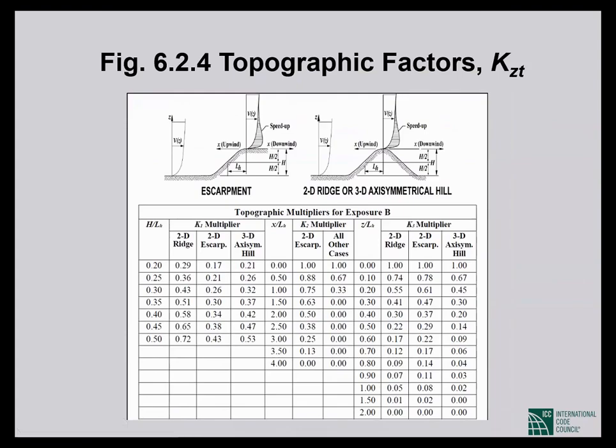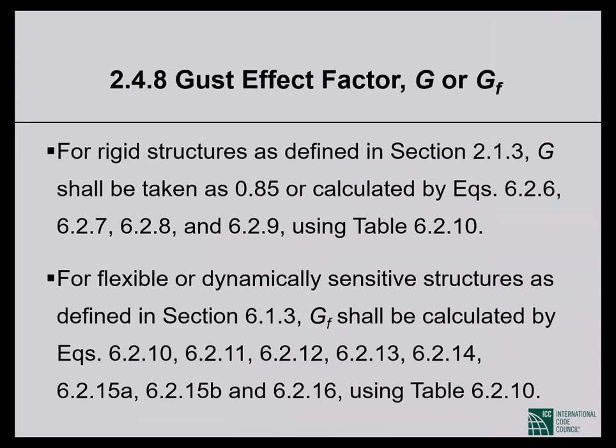Those are given in this part of figure 6.2.4. I have no way of going into the details, nor any intention. All I'm trying to do is to point out that everything is in BNBC. So figure 6.2.4 will give you your K sub ZT if you have a building located on the upper half of a hill, ridge or escarpment. If you have the typical Dhaka building on plain land, K sub ZT is equal to 1. You don't have to worry about all of this.